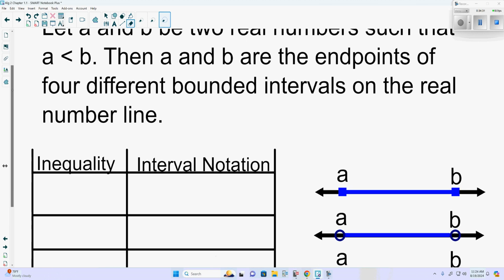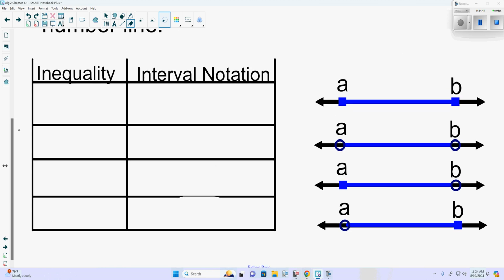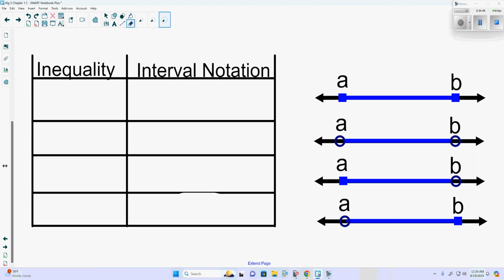Then A and B are the endpoints of four different bounded intervals on the real number line. So no matter what A and B, as long as it follows the fact that A is less than B, all of this is going to hold true. Now the four that we have, the first one is that A is less than or equal to X is less than or equal to B. We're talking about all the numbers between A and B, and at the two points they are equal. Kind of as we have drawn here, I did include that for y'all.